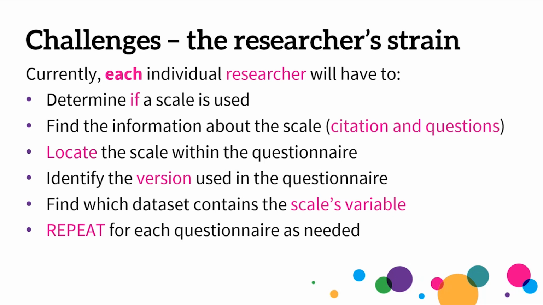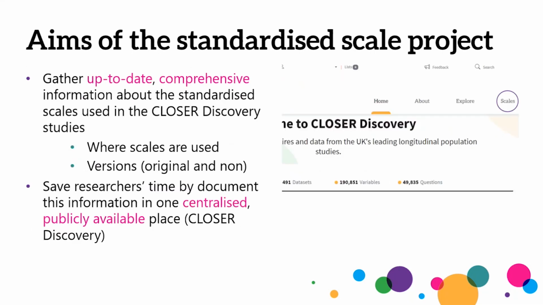Then they have to locate the questionnaire with the scale, identify which version of the scale is used in that questionnaire, and then find the data set that actually contains the scale's variables. That process has to be repeated for however many questionnaires the researcher is looking into, which makes comparison even harder to achieve. So what's Closer Discovery doing about this?